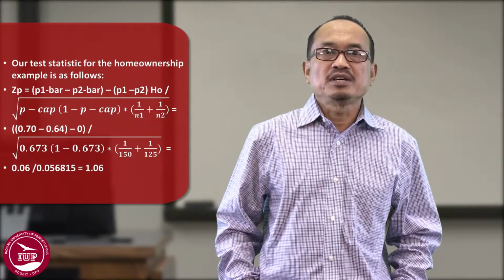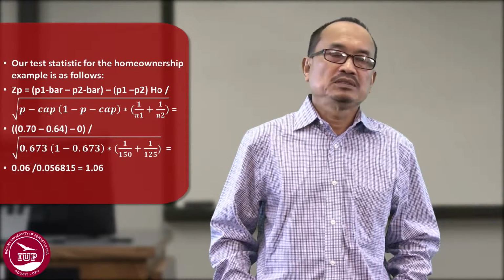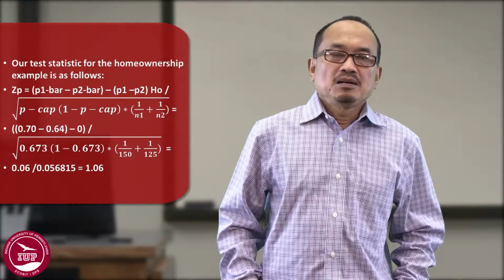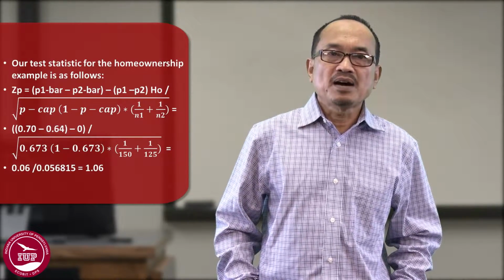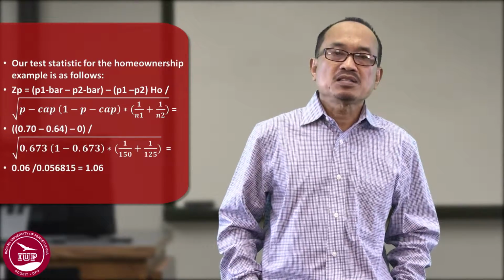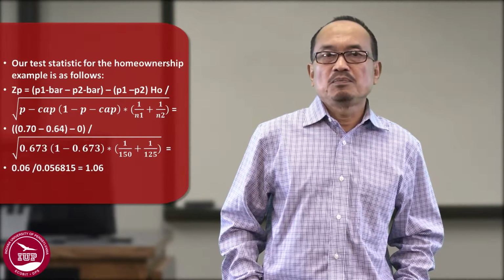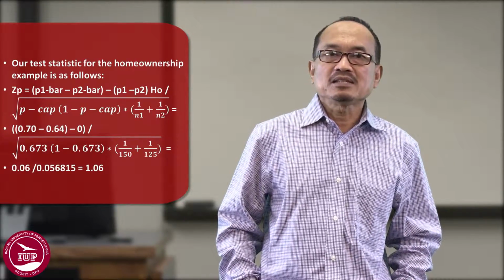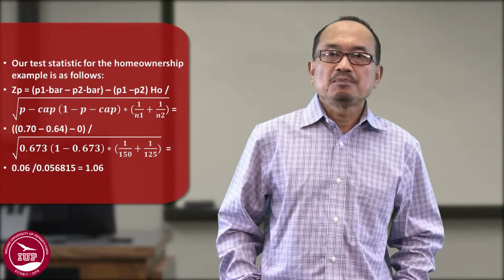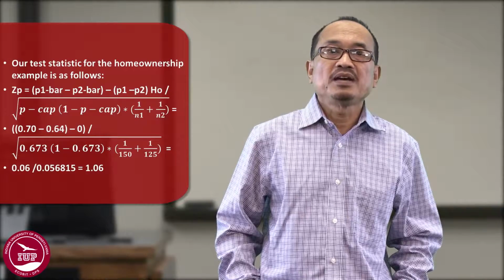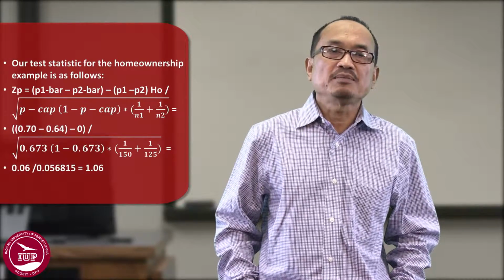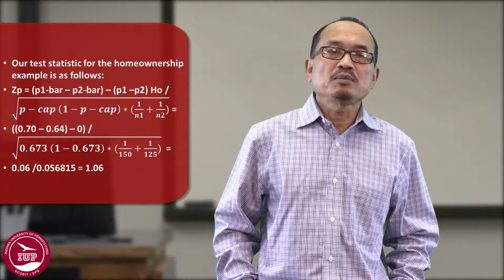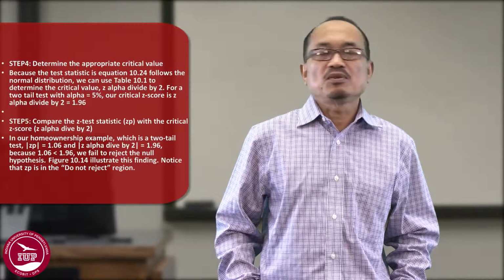Our test statistic for the home ownership example is as follows. ZP is equal to 0.70 minus 0.64 minus 0, divided by the square root of 0.673 times 1 minus 0.673 times 1 over 150 plus 1 over 125, which is equal to 0.06 divided by 0.05815, equal to 1.06.